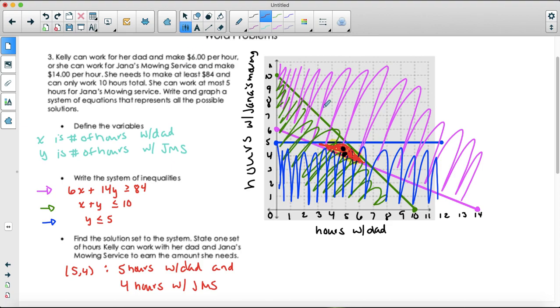This is when we have 3 inequalities and we are trying to find the solution of all 3 of them. It's a little bit more complicated because we have multiple things going on, but you're still finding the location of where all 3 of them meet.